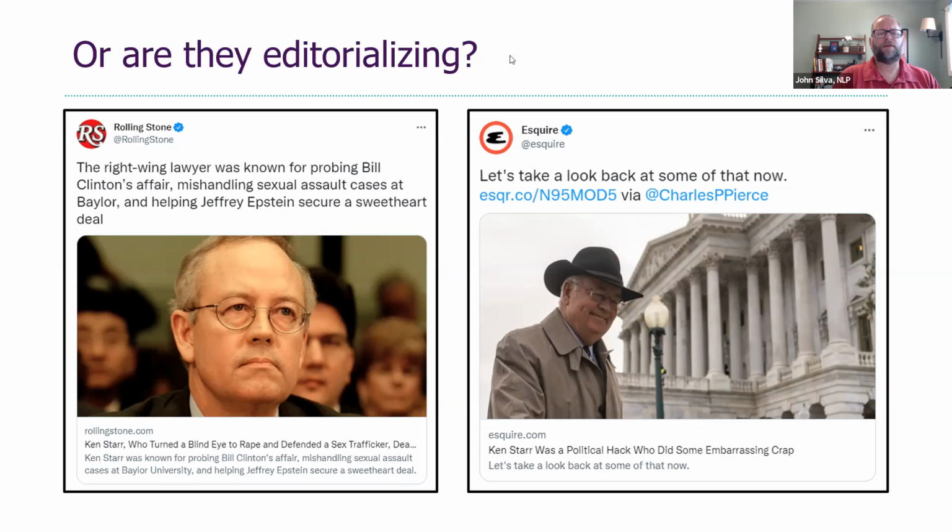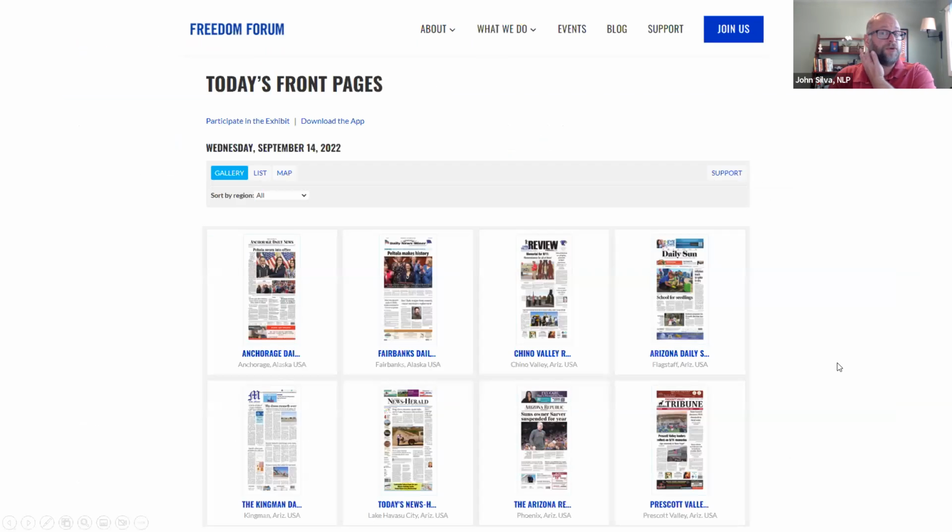I will talk about the rail strike in just a second. What I want to mention is a really great resource for this. The screenshots from the newspapers are from Today's Front Pages, which is part of the Freedom Forum, which is also part of the museum. This is updated every day with PDFs of the front pages of newspapers, not only from around the United States, but also from around the world.